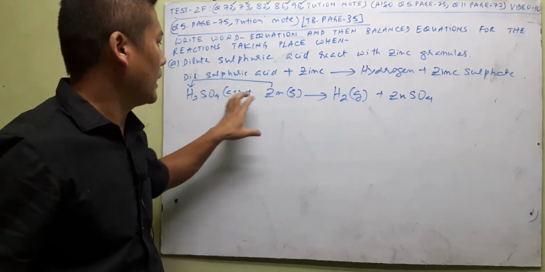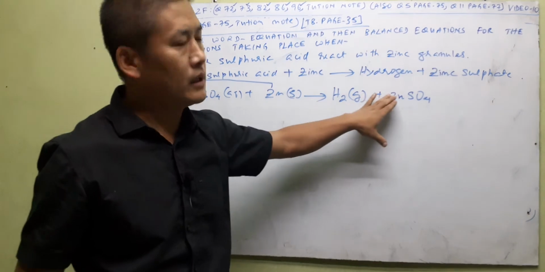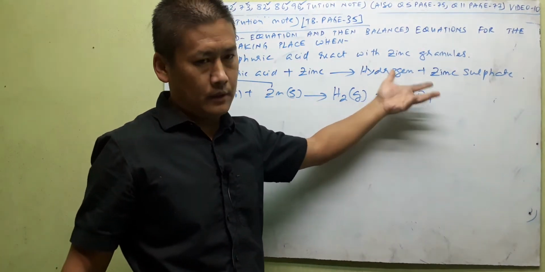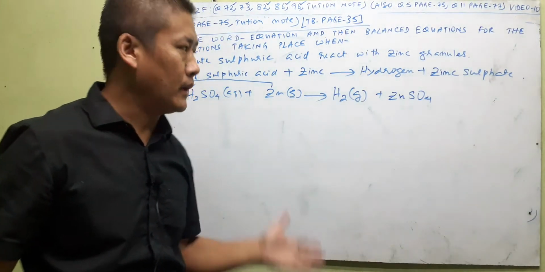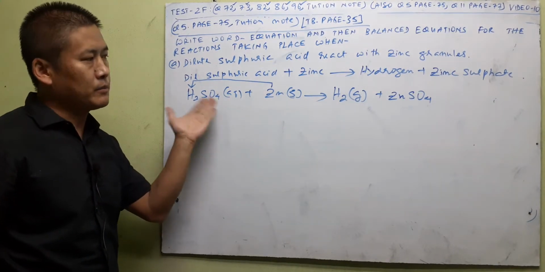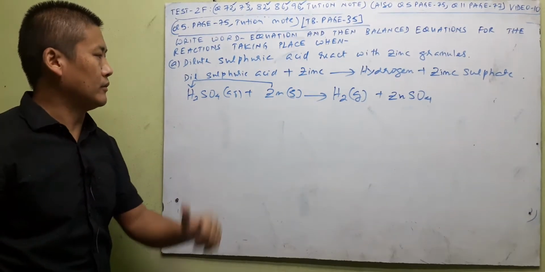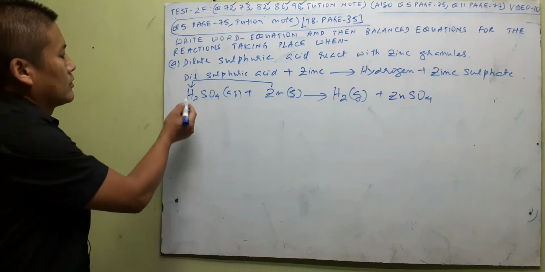Meaning, this skeletal equation means written with symbols only and no attempt is yet made to balance them. Not yet balanced. Or maybe balanced, but you didn't try to balance. It's called skeletal equation. Now we have to balance. So let us go and see.